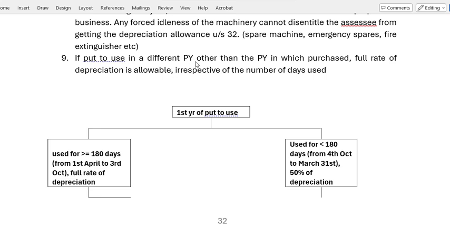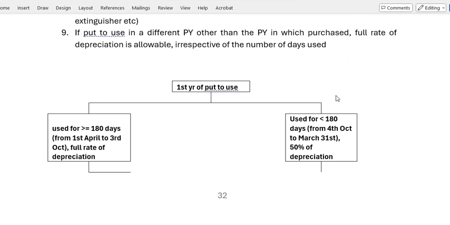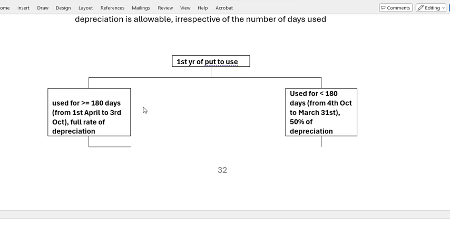If put to use in a different previous year other than the previous year in which purchased, full rate of depreciation is claimable irrespective of the number of days used. First year of put to use: used for greater than or equal to 180 days, mean 1st April to 3rd October, we can claim full rate of depreciation. Used for less than 180 days, from 4th October to March 31st, you can claim 50% depreciation in the year of purchase. Actually, both cases are applicable in the year of purchase.